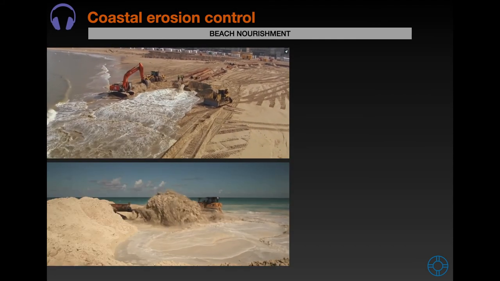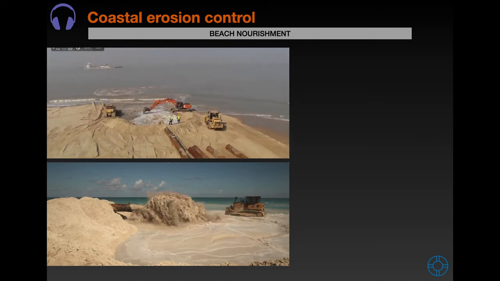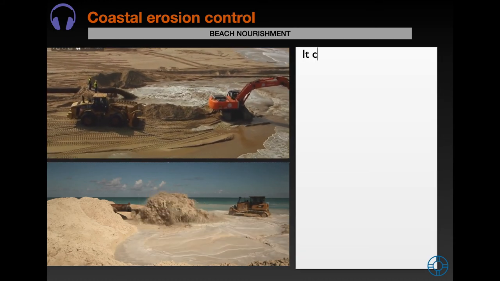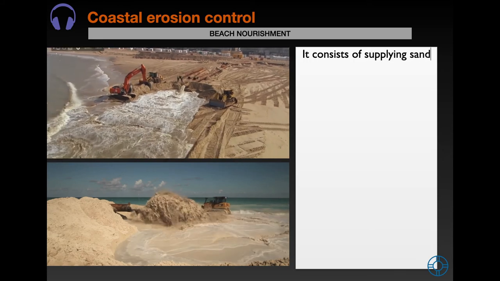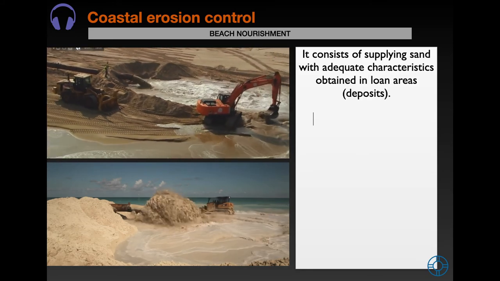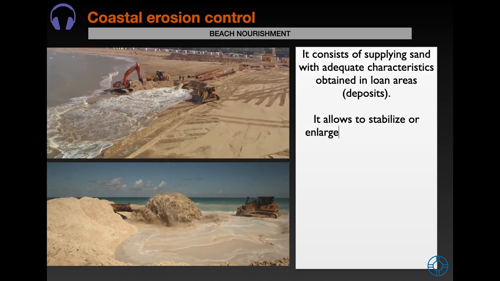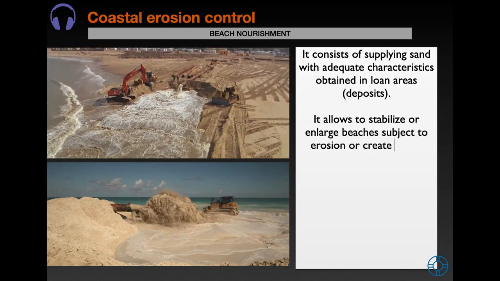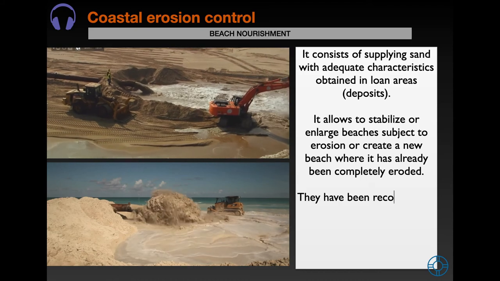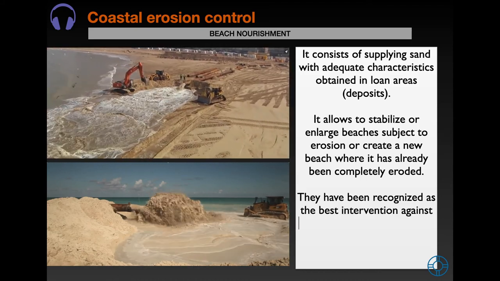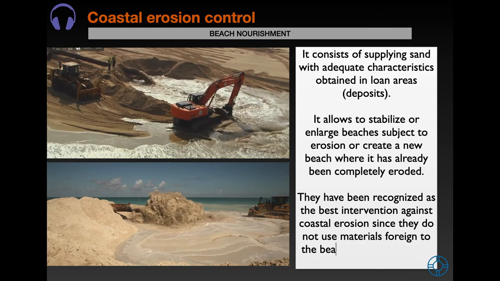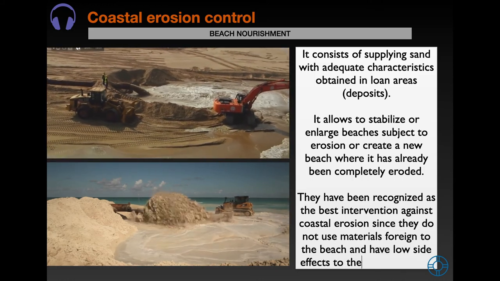Another very used measure in recent years, a few decades from now, is the beach nourishment. It consists of supplying sand with adequate characteristics obtained in loam areas or deposits. It allows to stabilize or enlarge beaches subject to erosion or create a new beach where it has already been completely eroded. They have been recognized as the best intervention against coastal erosion, since they do not use materials foreign to the beach and have low side effects to the adjacent areas.